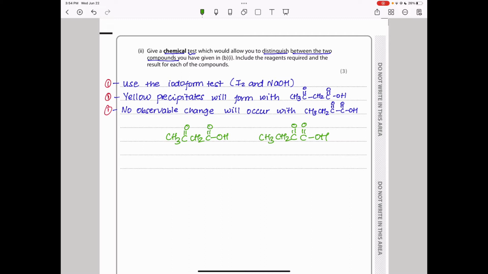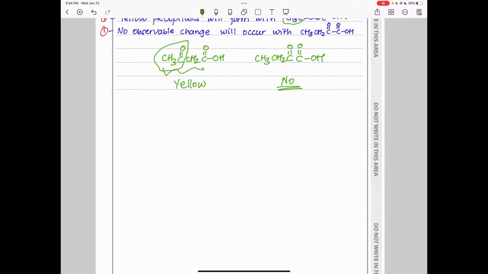However, to distinguish these 2, we have to use this one because it has a methyl ketone. So to be able to test for presence of a methyl ketone, we have to use the iodoform test, which is iodine in the presence of sodium hydroxide. When we do that, yellow precipitates are going to be observed with this one, while here there is no observable change. So the methyl ketone, this one here, is going to result in yellow precipitates. I will continue to the next part.